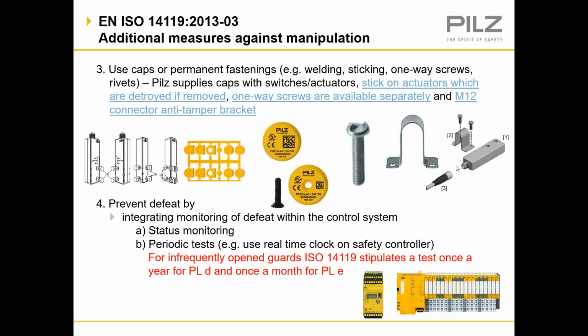And prevent defeat by integrating monitoring of defeat within the control system itself. So that could be status monitoring, or you can do periodic tests, and you can use the real-time clock on the safety controller. And for frequently open guards, ISO 14119 stipulates a test pulse once a year for PLD and once a month for PLE. And what we mean by that is that if the gate hasn't been opened within a month for PLE, then the safety relay would prevent restart of the machine unless you went to actually test it.